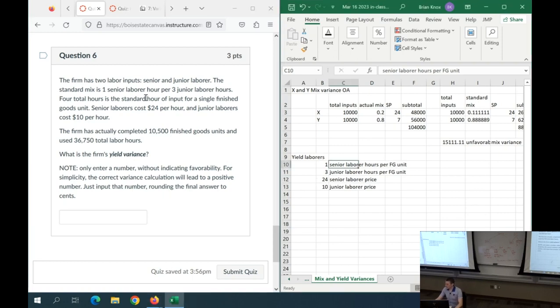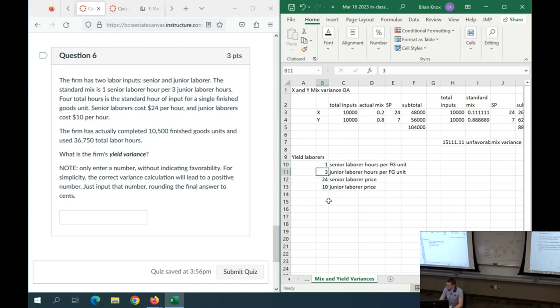Okay, so we can just say for every finished good we have 1 senior laborer hour and 3 junior laborer hours, because the standard hours of input per finished goods unit is always going to be 1 plus 3, or 4, or whatever the sum of those is. So I can save myself a step. There was that last little step from Tuesday where I tried to convert it from 4 hours to 6 hours, and it was confusing to even say what I was doing. So we don't have this step.